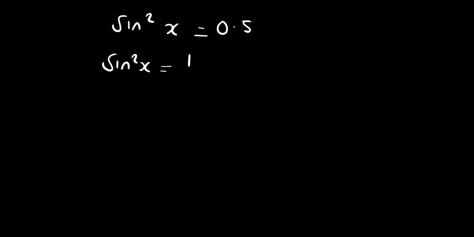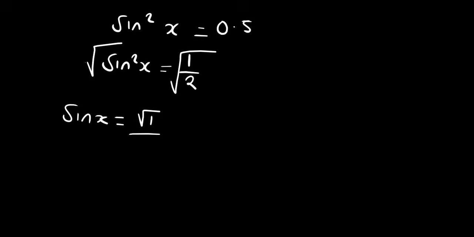Let's solve another equation. Let's say sine squared of x is equal to 0.5. So how are you going to solve this one? You know that 0.5 is just the same as 1 over 2, or half. So now what do we do? For us to remain with sine x, we don't want a square, so we're going to take the square root on both sides.